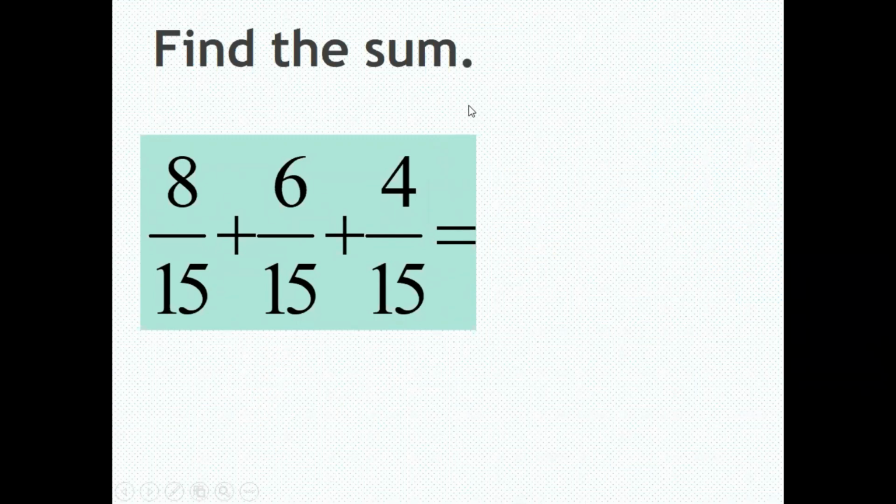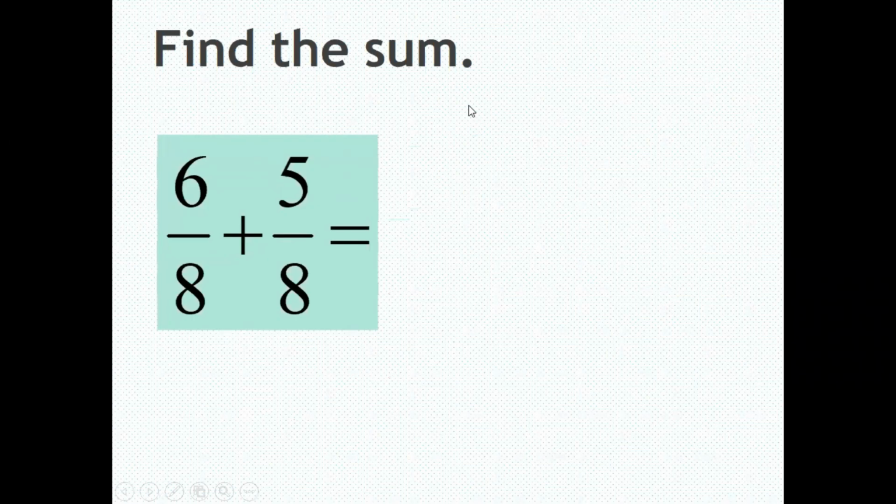Next, for our last example, we have here 6/8 plus 5/8. Again, let's add the numerators. 6 plus 5 is equal to 11. And then copy the same denominator. Again, your final answer here is an improper fraction. So convert this into a mixed number by dividing 11 by 8.